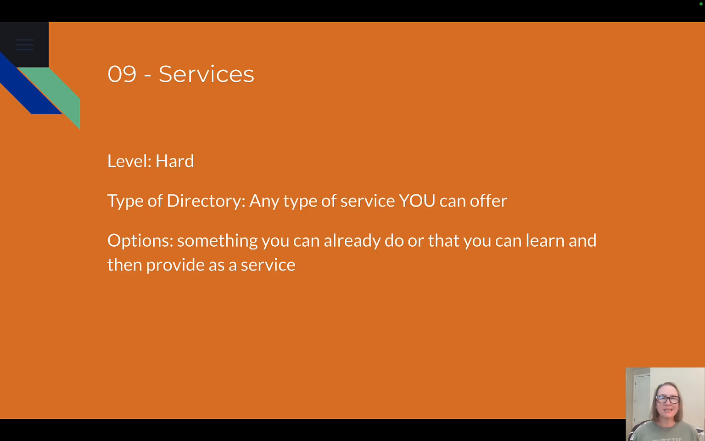Okay, services. This is the final thing that I have here. Definitely hard level. Not going to be for everyone. Not going to be for every directory either, right? It's basically going to work for any type of directory where you are focused on a service, and it's a service that you yourself can offer.